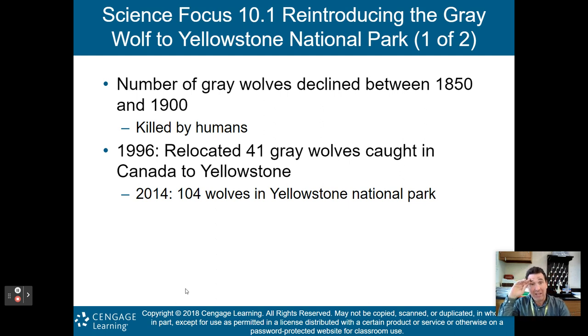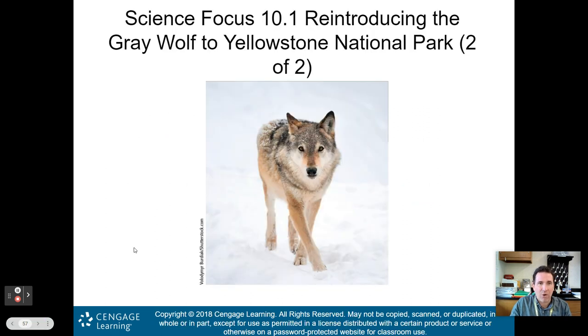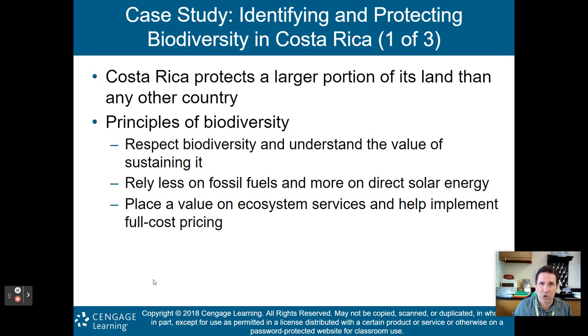So again, they were almost all gone. They relocated a few of them, caught in Canada, in the same type of environment, right? Moved them down to Yellowstone, and now we're beginning to see the gray wolf population increase, and there is a picture of that little guy, that gray wolf in Yellowstone National Park.